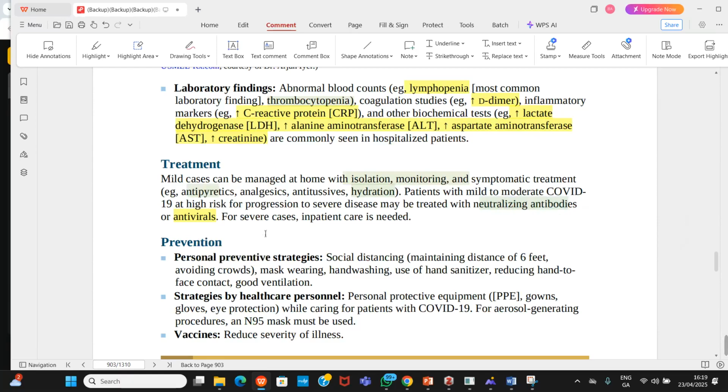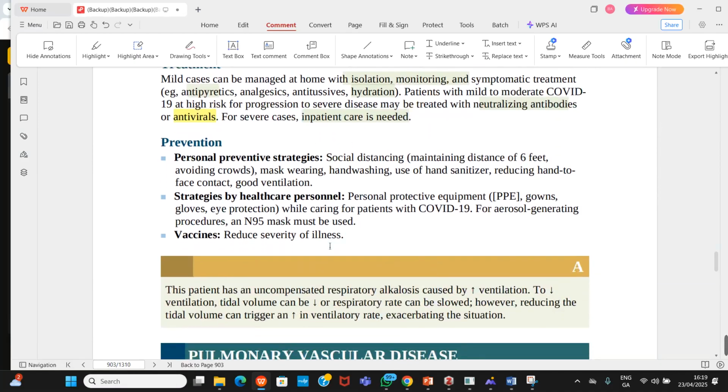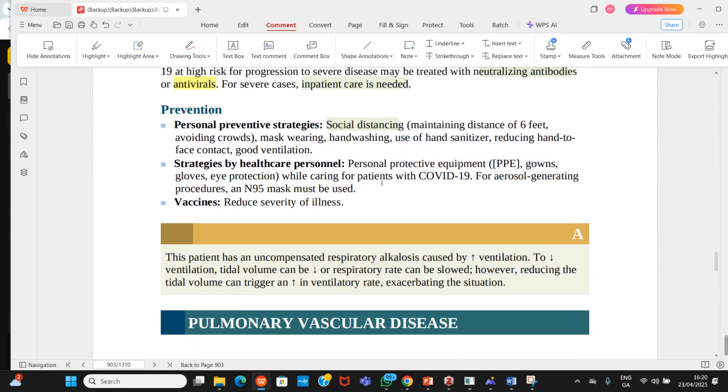So what do you do? Mild cases, just isolate them, monitor them, provide symptomatic treatment. They are coughing, give antitussives. They are feeling pain, give analgesics. They have fever, give antipyretics. They are dehydrated, give them fluid. But if it's very severe, we can give neutralizing antibodies or antiviral agents like remdesivir. So that's it. But if it's very severe, you need to hospitalize them.